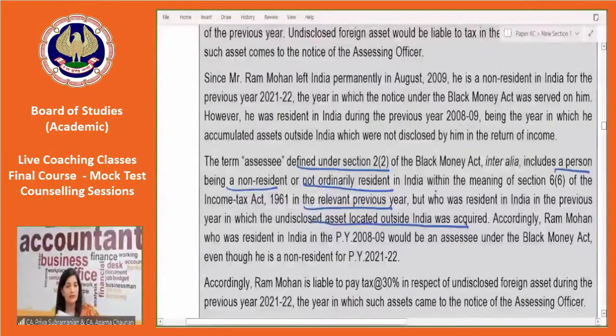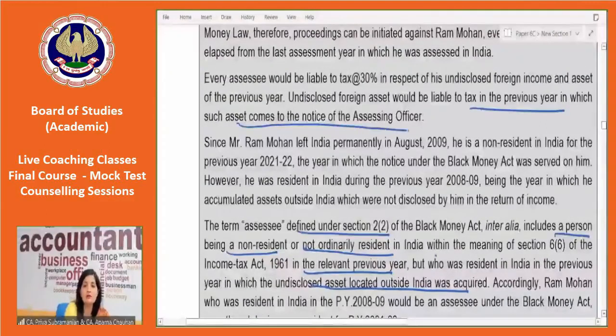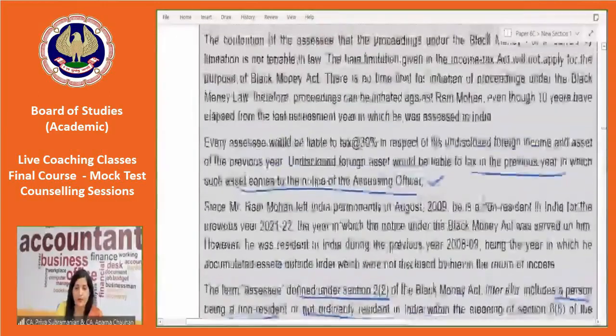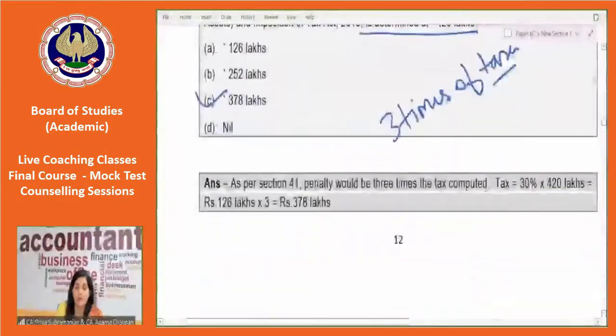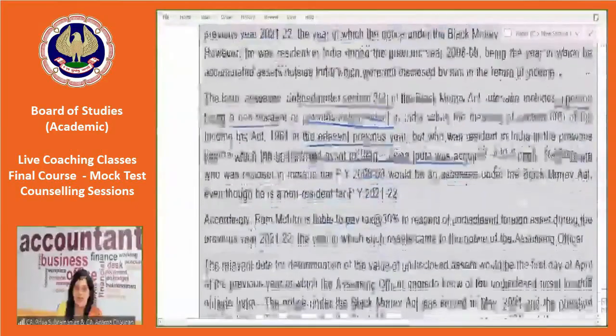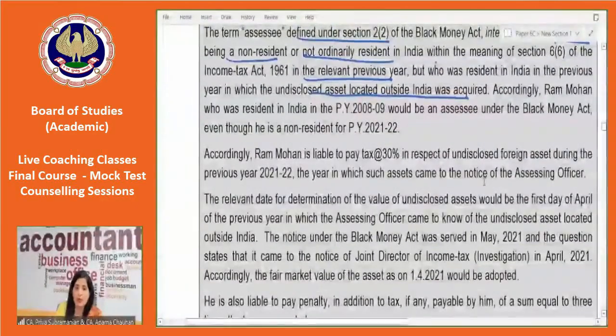So if he is a resident for the previous year in which the undisclosed asset was acquired, the undisclosed asset would be liable to tax in the previous year in which such asset comes to the notice of the AO. The AO noticed it in the assessment year 21-22, in May 21. It came to the notice, so the previous year is 21-22.